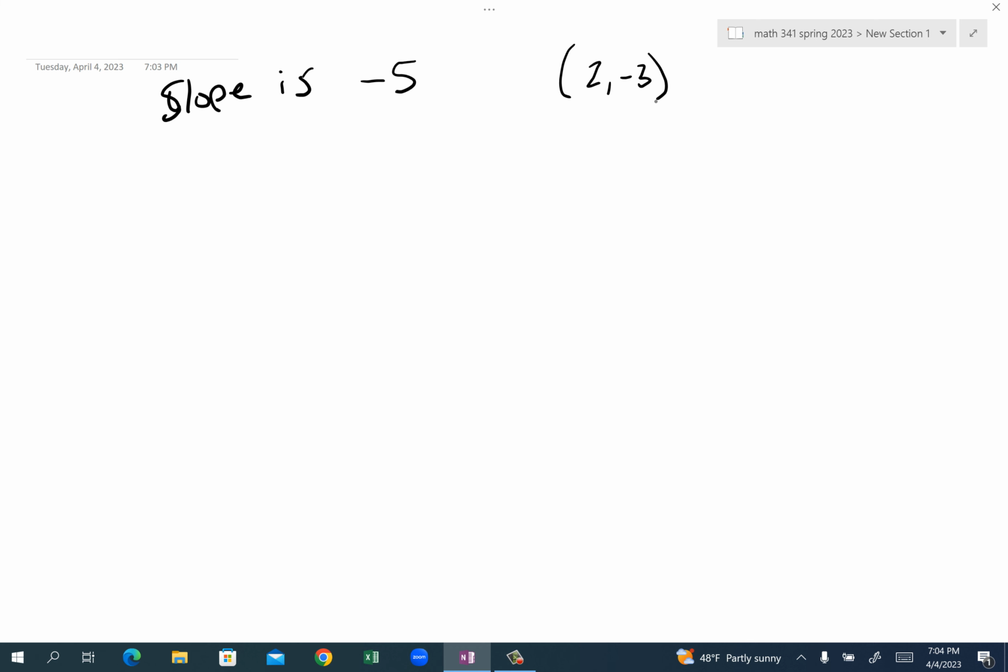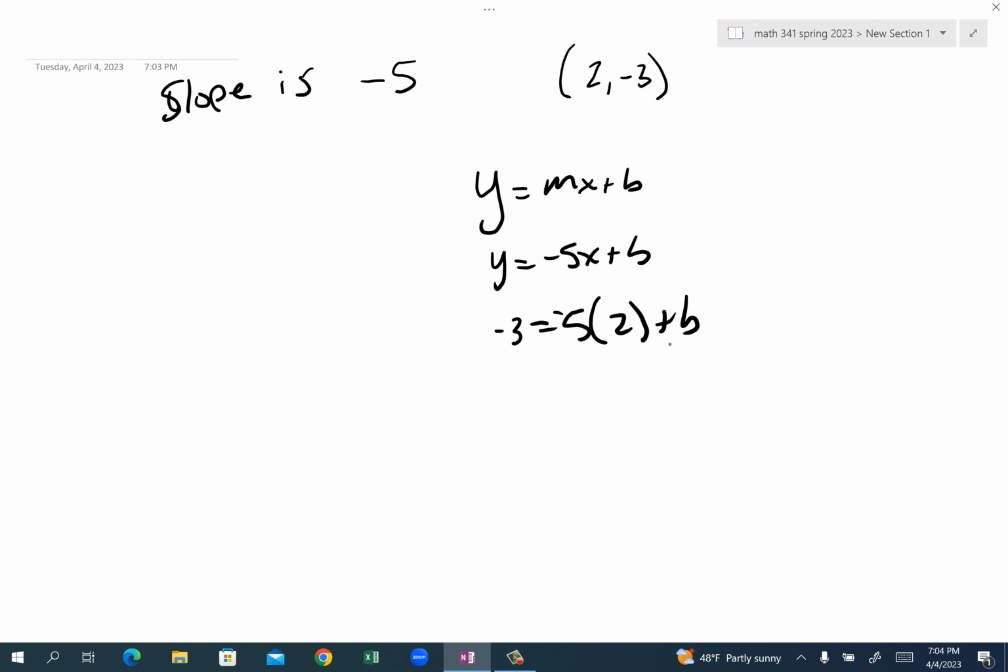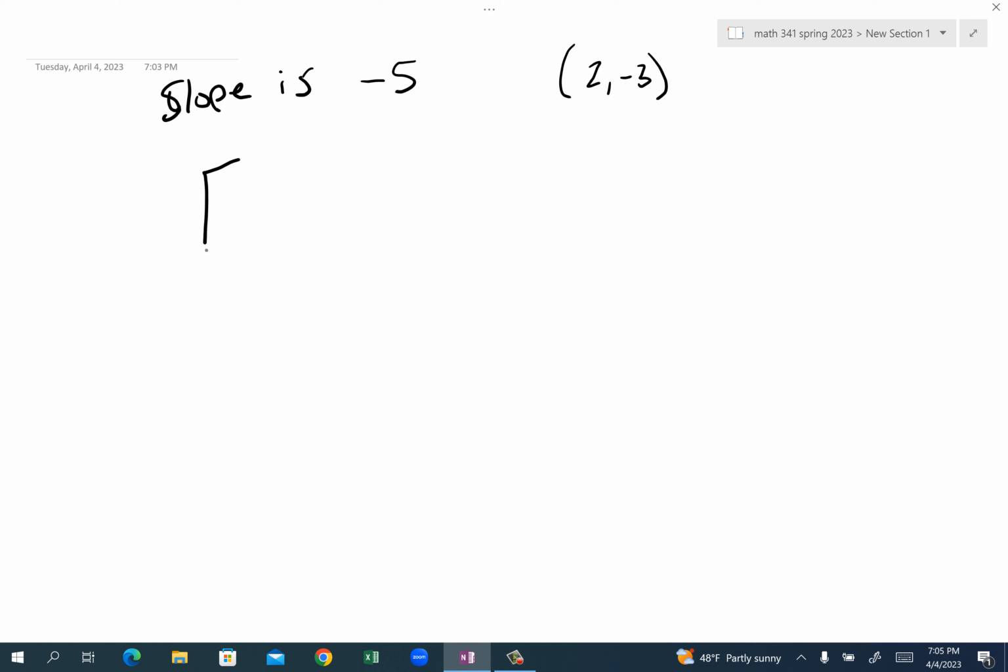Okay? So if you recall back in the day, you would go, all right, y equals mx plus b. And you can go y equals -5x plus b. Then you plug your points in. And you get something like that. That's how you do it. Well, what we're going to do is slightly different than that. We're going to jump in because, again, we're practicing for where we're going.